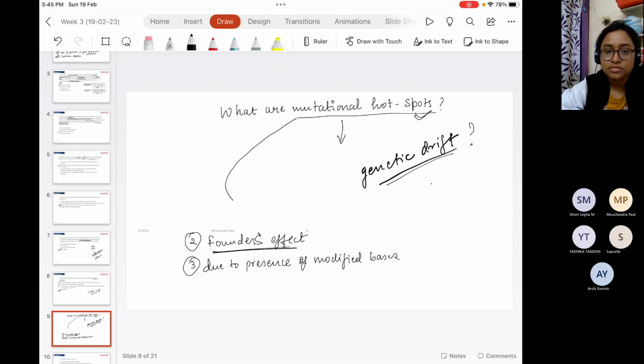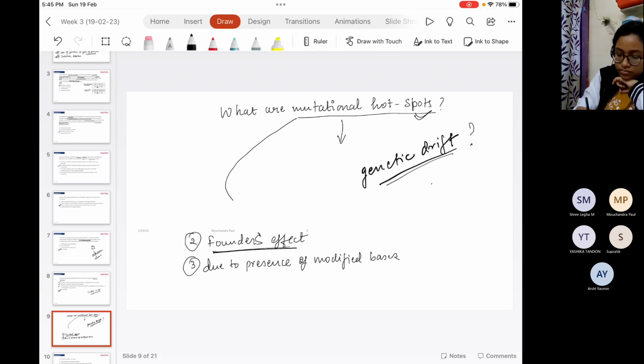And now, whatever diseases their children are having, people are identifying that they happened because of founder's effect. It led to the presence of both recessive alleles in their children, and those recessive alleles are carrying a mutation which is either a loss of function mutation or a gain of function mutation, and leading to a disease.